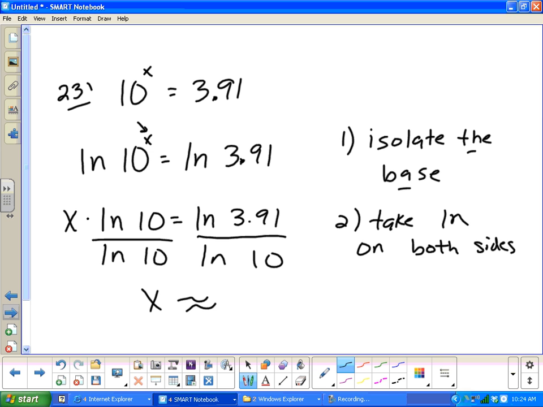And now I'm going to do this because I'm going to round. I think in your directions you're going to say go to 2 decimal places. So you just punch in natural log of 3.91 divided by natural log of 10. Y'all see where your natural log button is? Oh, yeah.